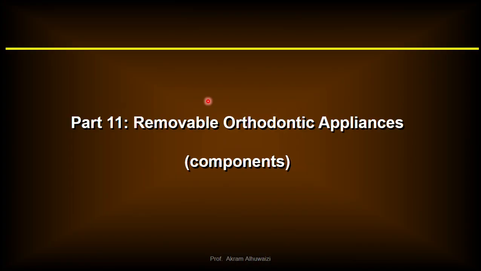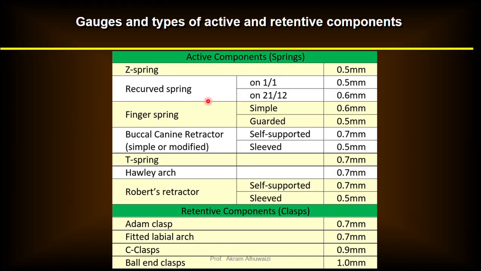Part 11. Removable orthodontic appliances. Now here, when we're talking about the components of the removable orthodontic appliances, I've gathered here the gauges of all the springs and the clasps and their gauges. Notice the difference that active components are what's called springs and the retentive components which are called clasps. Sometimes Howdy arches can become retentive and not active. The others apply the same.